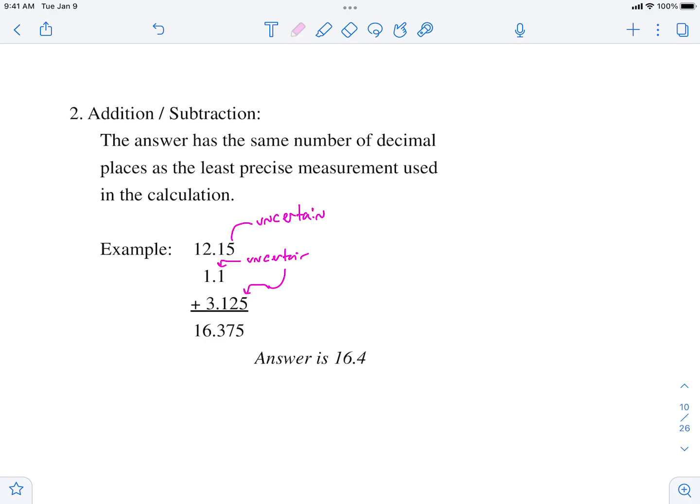So I usually draw a dotted line like this, and it shows you what you're going to have to drop. We're going to have to drop the 7, and of course, when you drop the 7, you're going to round that 3 to a 4.